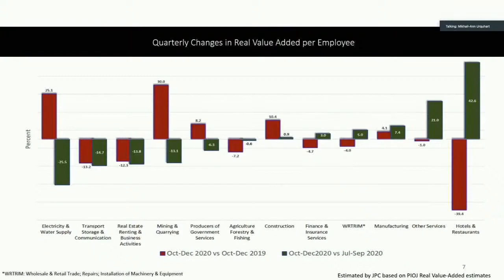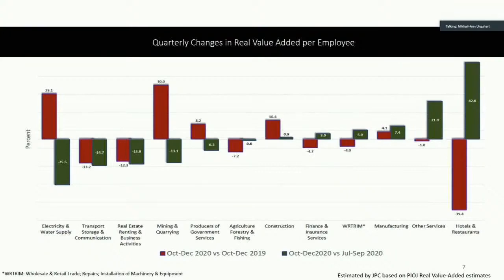If we look at the year change, several industries such as hotels and restaurants, as well as transportation and storage, would have experienced a decline in output per worker, largely due to the decline in real value added, due of course to the pandemic.